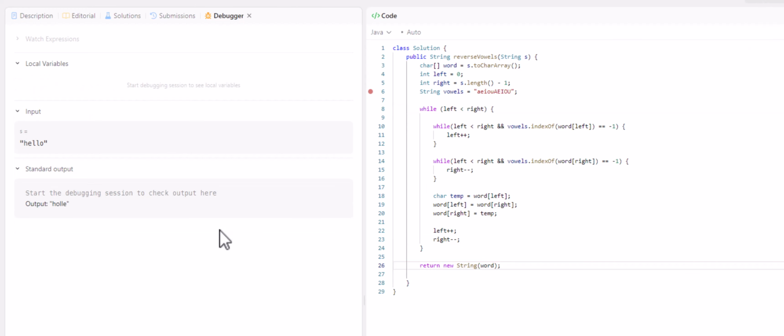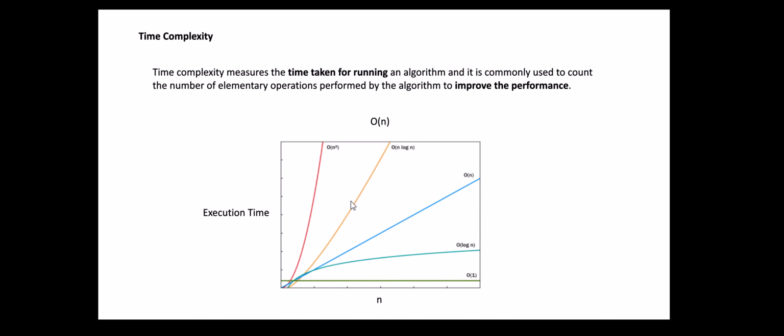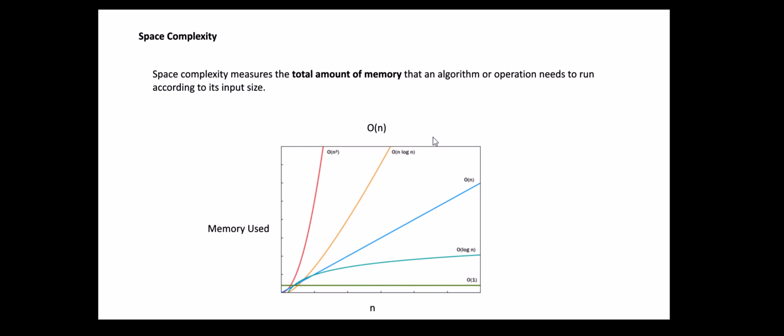Output. All right, so the time complexity of this problem is O of n. The only way you're going to take more time is if your input string is larger. And space complexity is the same thing. The only way you're going to use more memory is if you have a larger string.